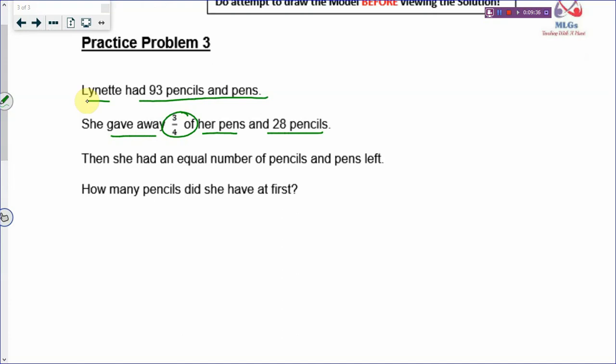Every time you see a fraction, you can use that to draw the model. Then she had an equal number of pencils and pens left. So that is a very important phrase which shows the equal concept. Every time you see "equal number left," you must always remember to have a dotted line for your model. So how many pencils did she have at first?